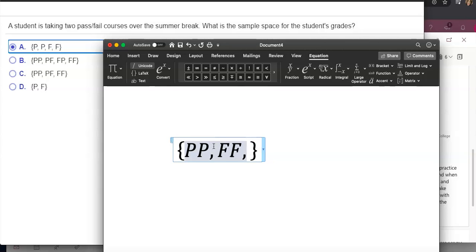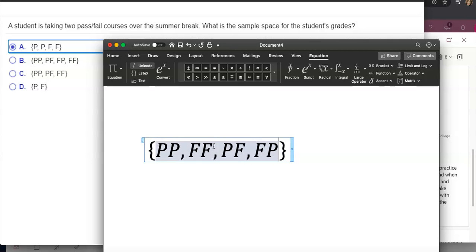He can pass the first one, but fail the second one, or the other way around, fail the first one, but then pass the second one. Is there any other possible outcome? Not really, right? So the sample space for the student's grades will be PP, FF, PF, and FP. Go with B right there, okay?